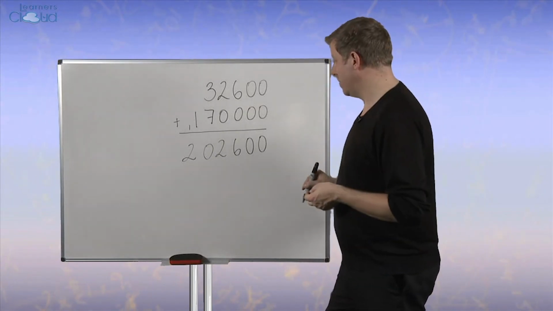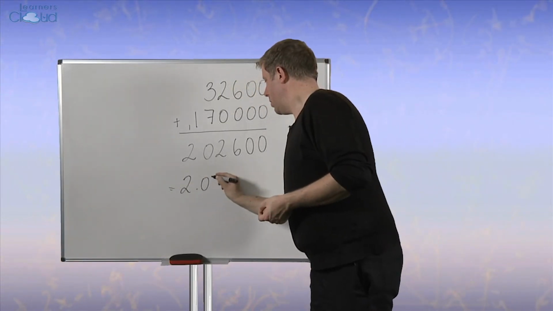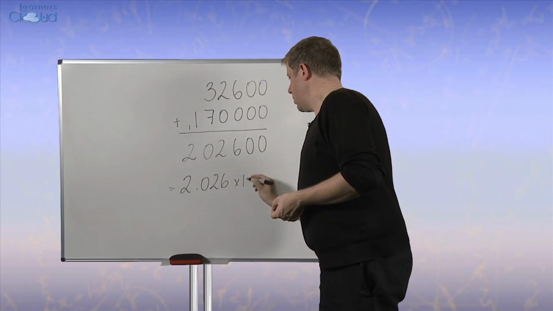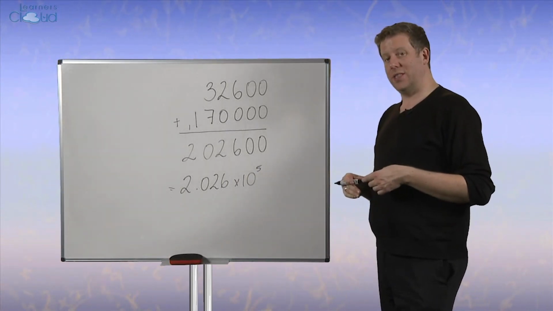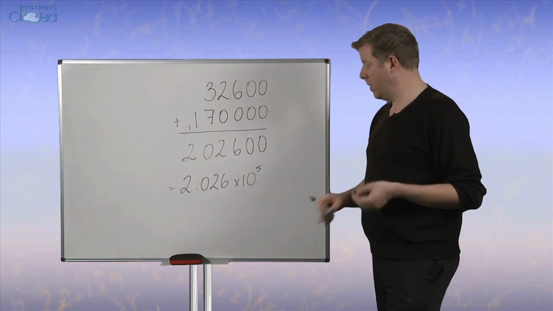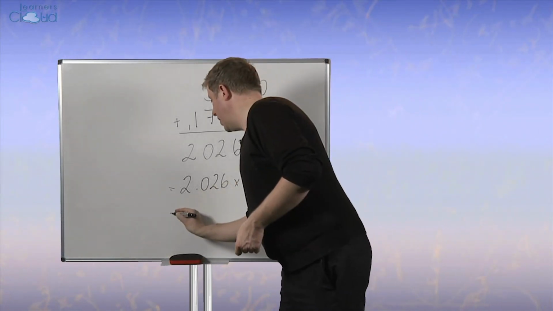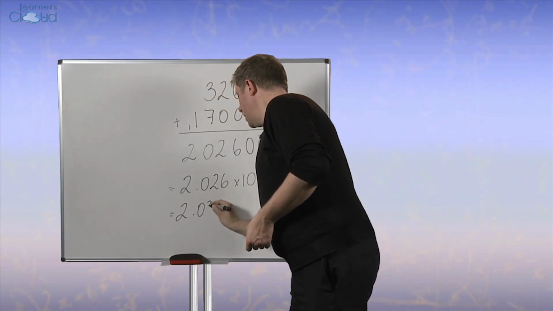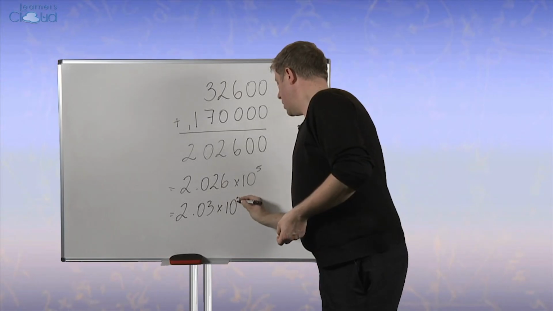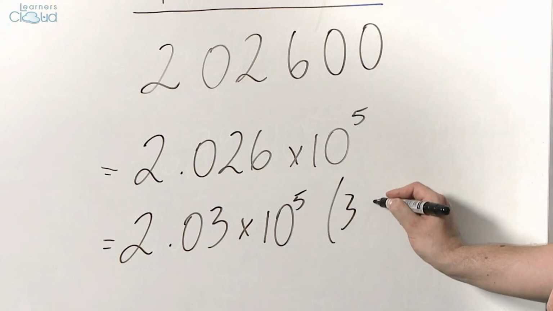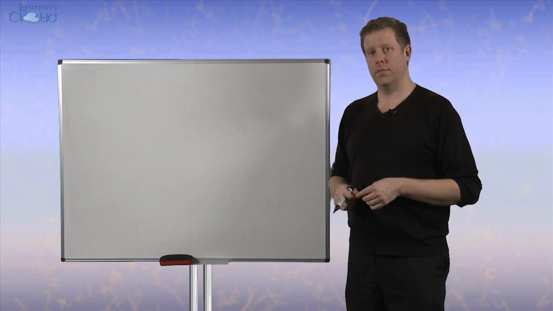Now remember though, that's not in standard form, and they also want us to write it correct to three significant figures. So this in standard form would be 2.026 times 10 to the power of 5. This, remember though, needs to be rounded to three significant figures. So what my final answer would be is 2.03 multiplied by 10 to the power of 5, and that's correct to three significant figures.